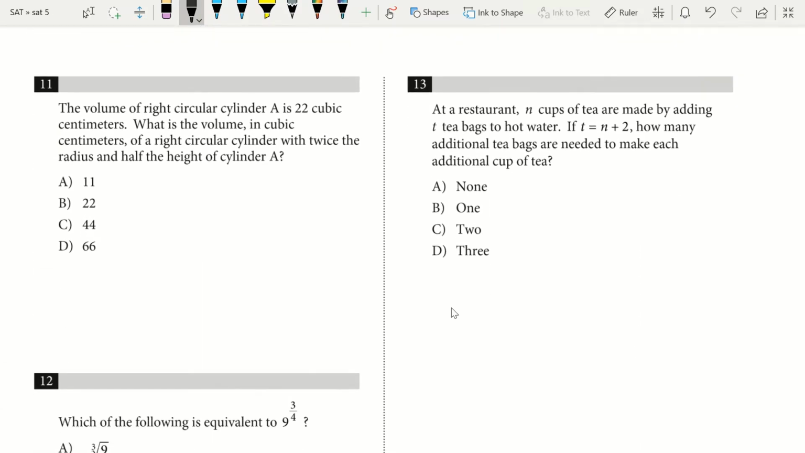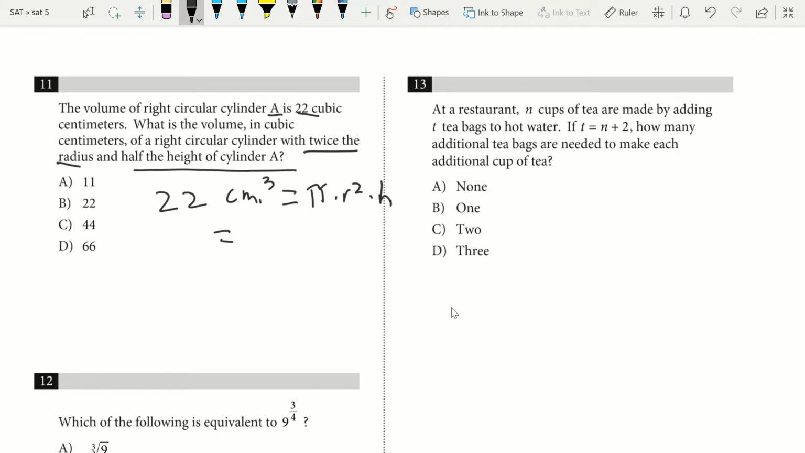Question 11. The volume of right circular cylinder A is 22 cubic centimeters. What is the volume in cubic centimeters of a right circular cylinder with twice the radius and half the height of cylinder A? Well, we know our 22 cubic centimeter volume of right circular cylinder A is equal to pi times r squared times our height, because that is the equation for volume of a right circular cylinder. So we're going to use the factor of change method to find out how many times bigger or smaller our new right circular cylinder is than our old one, right?